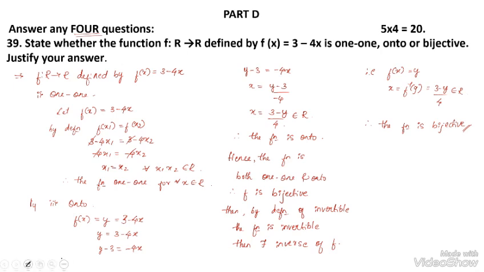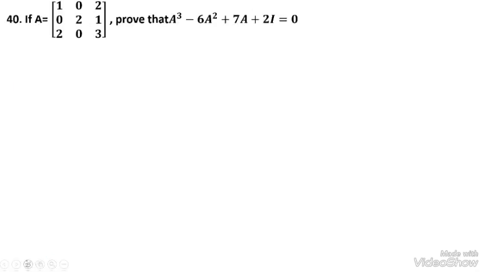Let's move on to question number 40. If A is the matrix with elements 1, 0, 2, 0, 2, 1, 2, 0, 3, then we have to prove A cube minus 6A square plus 7A plus 2I is equal to 0.